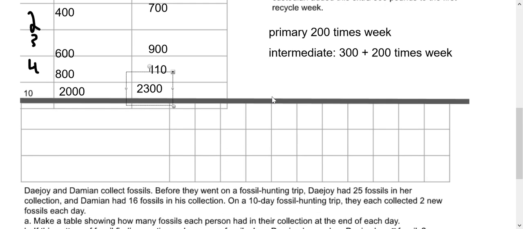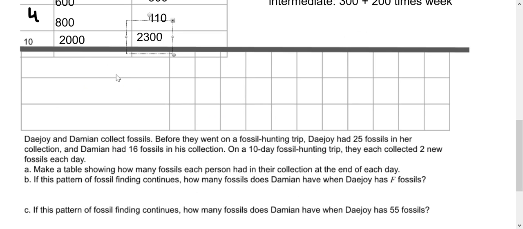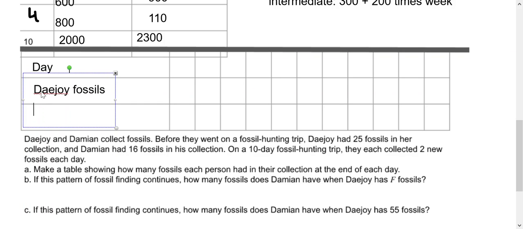Now the table below may look a little bit confusing because instead of being up and down, it's across, but it's the same thing. And so we're going to fill it in, and the top one's going to be our days because it's collecting fossils. And you have two people. You're going to have DeJoy fossils, and you're going to have Damien fossils.